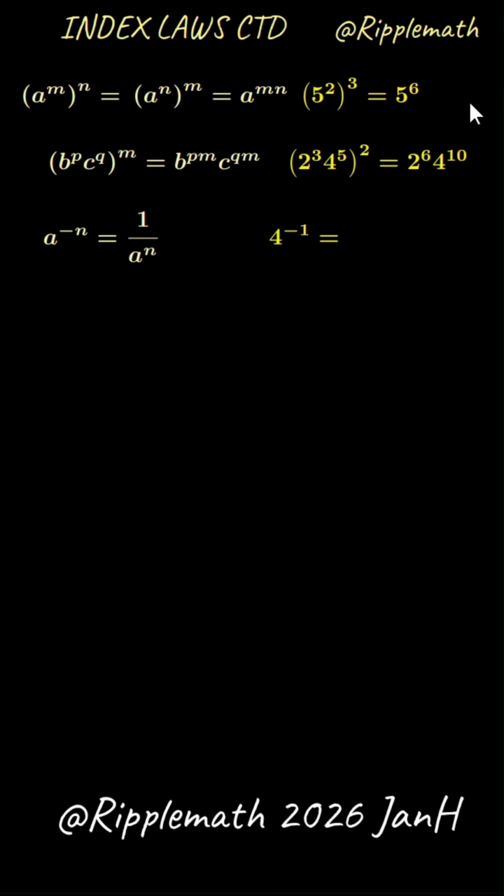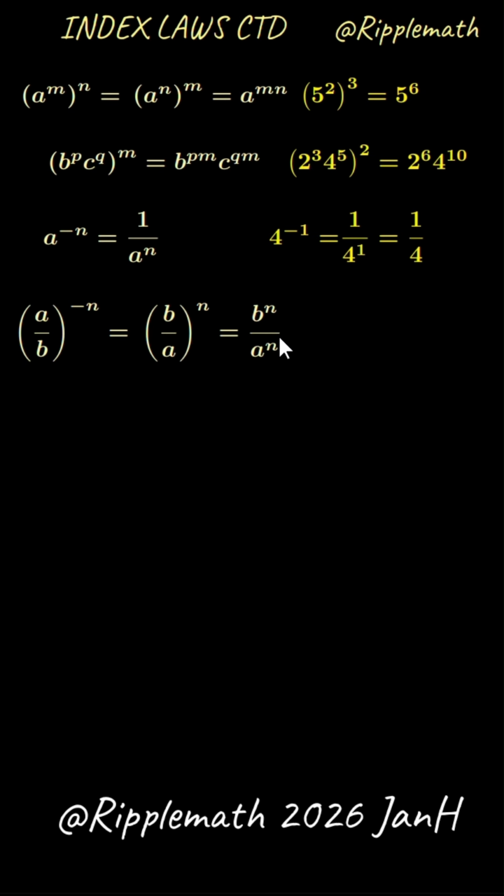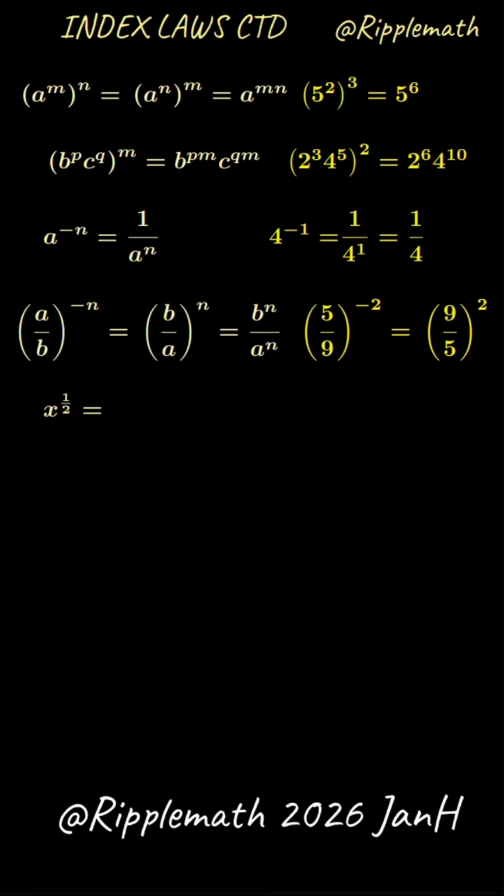A to the minus n means 1 over A to the n. So 4 to the minus 1 is 1 over 4 to the 1, or just 1 over 4. A over b to the minus n, you can flip this one. It just becomes the flipped version. Take the minus off, and then you can split it apart. That's just b to the n over A to the n. So 5 over 9 to the minus 2. Flip it.